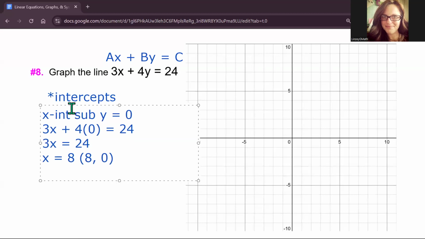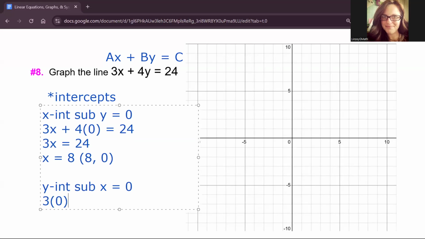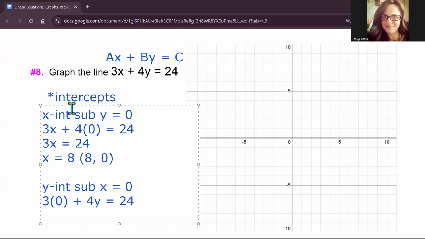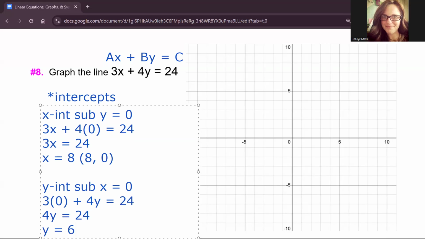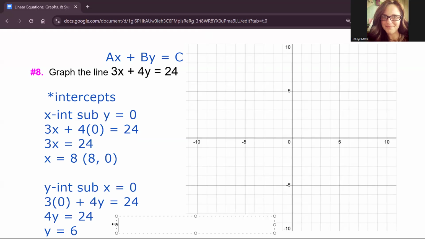And then we'll do the y-intercept. This is when x is equal to 0. So we'll substitute 0 in for x. We get 4y equals 24. Our y-intercept is (0, 6). And then with these 2 points, 8 is our x-intercept, 6 is our y-intercept, and we can graph our line connecting those 2 points. Let me try that again. There we go. Here's our line. So standard form, you want to think intercepts.